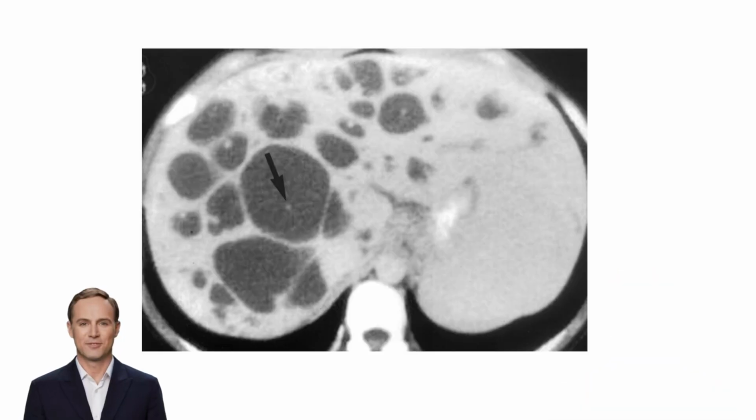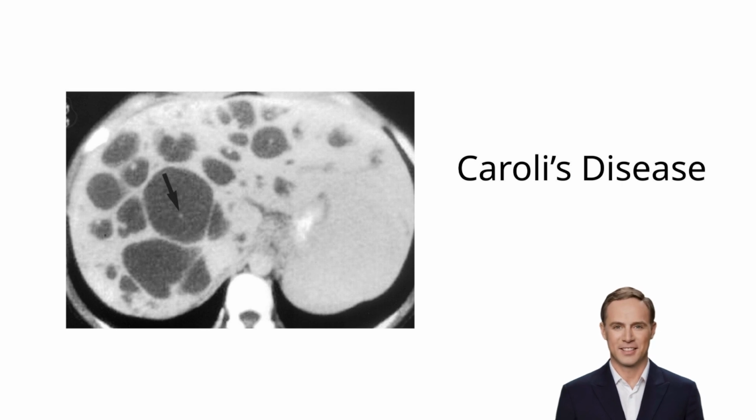This is the second case for today. CT scan image is shown focusing on the liver. What do you see here? What does the arrow represent? This was a case of Caroli's disease. Multiple cysts are seen within the liver. An important finding is the hyperdense dot that is seen within the cysts, which represents a portal vein branch.